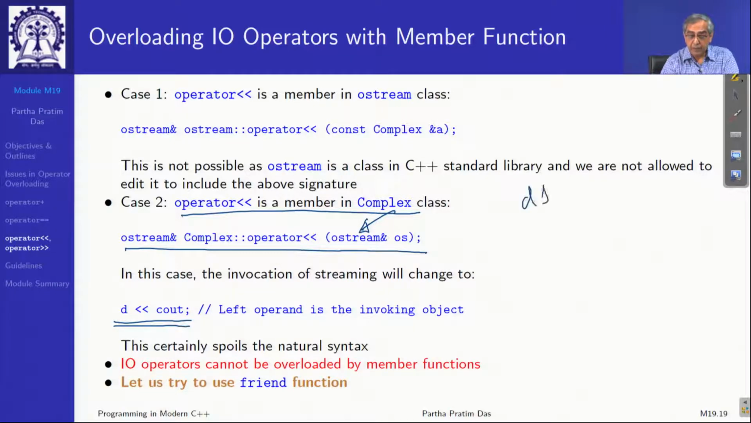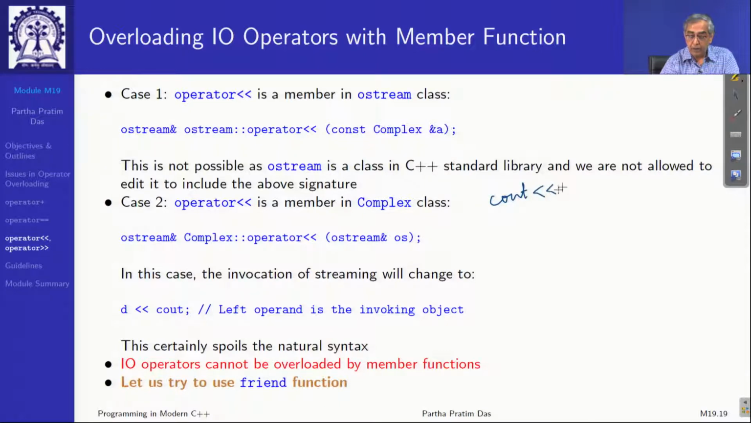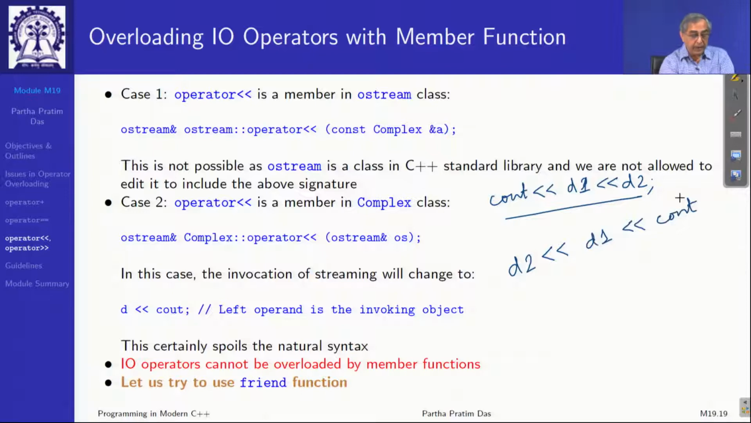So, I would have liked to write C out, say there are two objects D 1 and D 2, I would like to write this. This is what the built in types write, but here what I will have to write? I will have to write this, because unless my object D of the complex class comes on the left of the operand, I will not be able to invoke this operator and pass the C out to it.